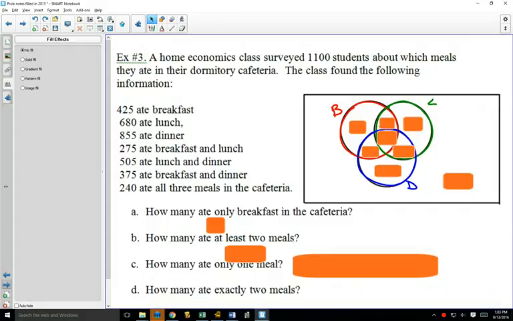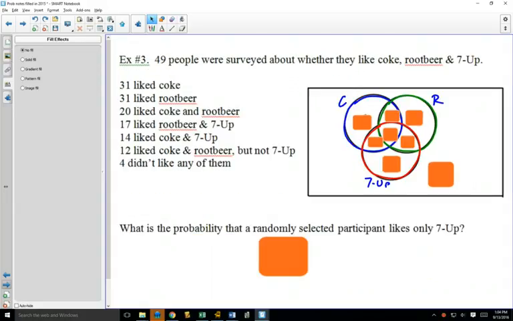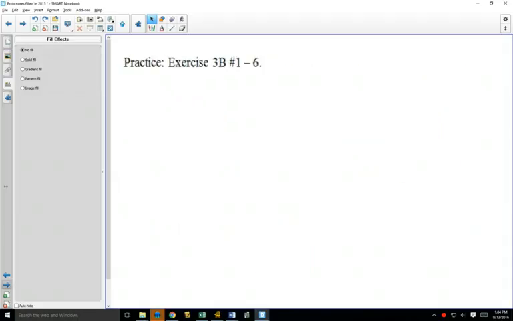So class is about to end soon. What I want you to have done for next class is examples 3 and 4, which look at when there are 3 events. See if you can decipher the information so that you can fill in all of the sections and the numbers and then be able to answer the questions. So examples 3 and 4 have that. We'll go over those at the beginning of class on Wednesday. And then there's another exercise at the end there as well.